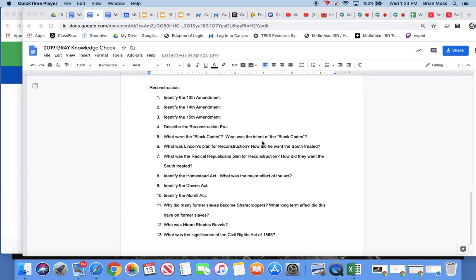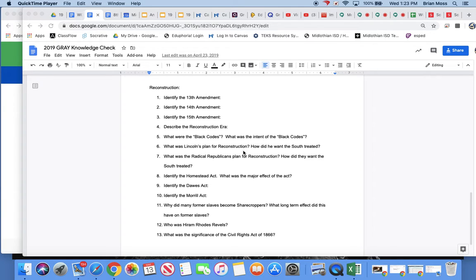What were the Black Codes and what was the intent of the Black Codes? This was obviously horrible, but this continued segregation, allowing for the South to have continuous slavery for the South.